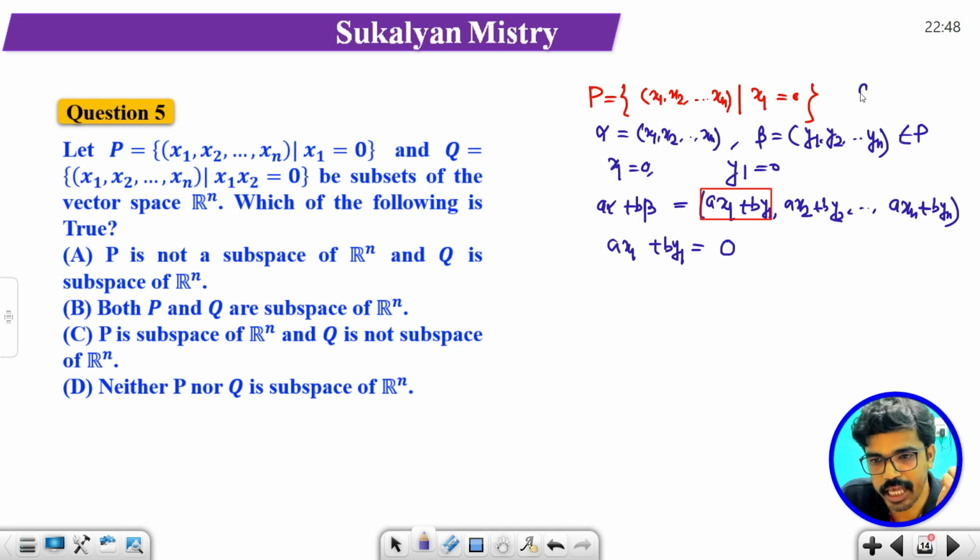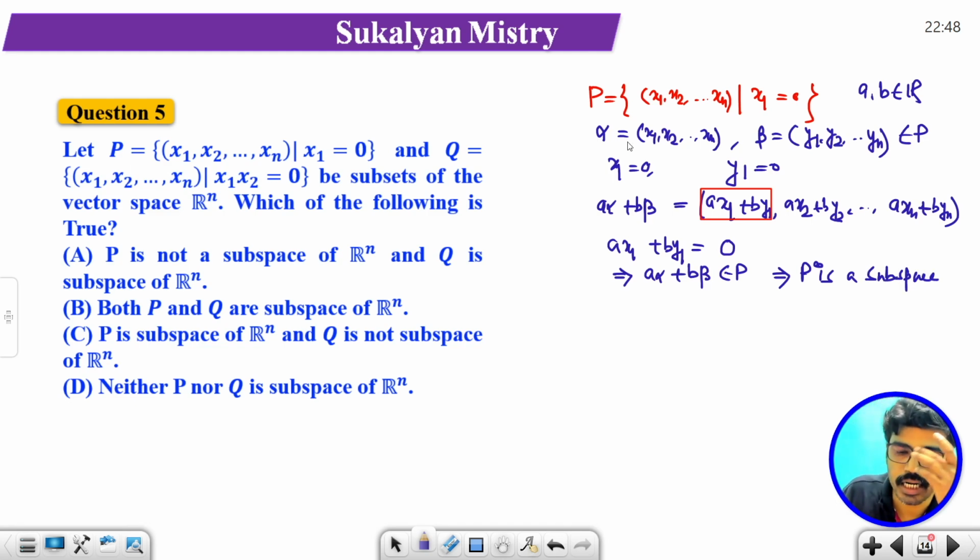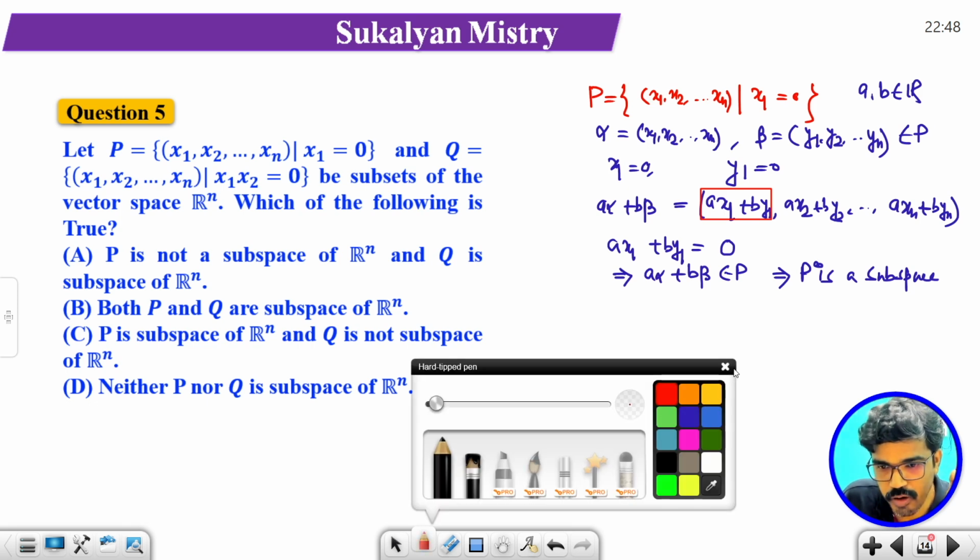ঠিক, what is a, b? a, b are elements of the field R. So what we prove? We prove that a alpha plus b beta belongs to P. So this implies that P is a subspace. P is a subspace. ঠিক, ওকে। নাও Q কি সাবস্পেস হবে?